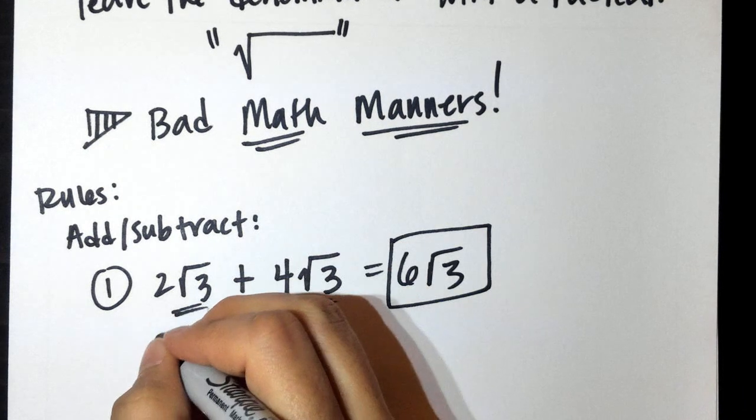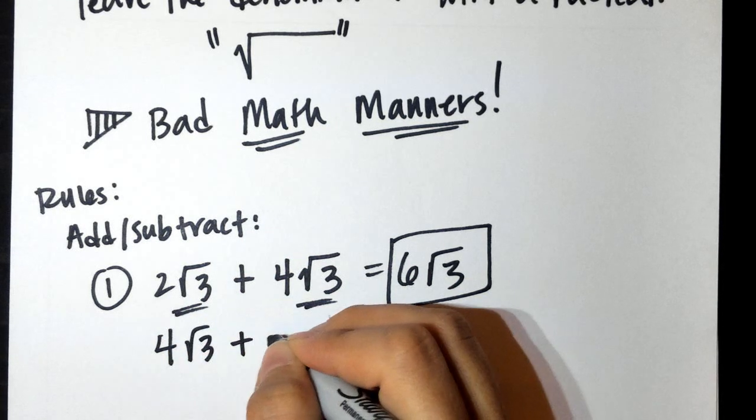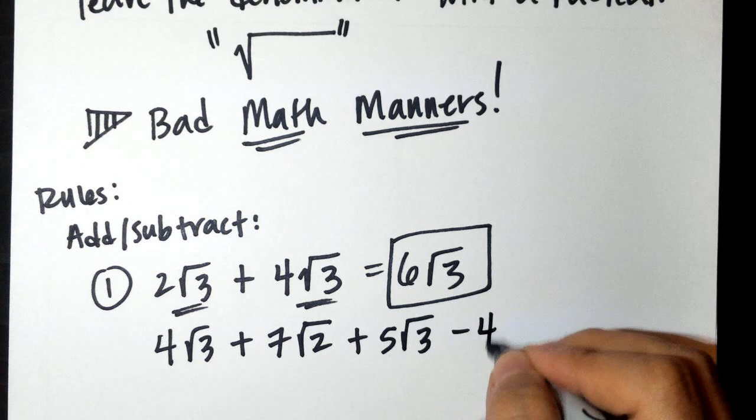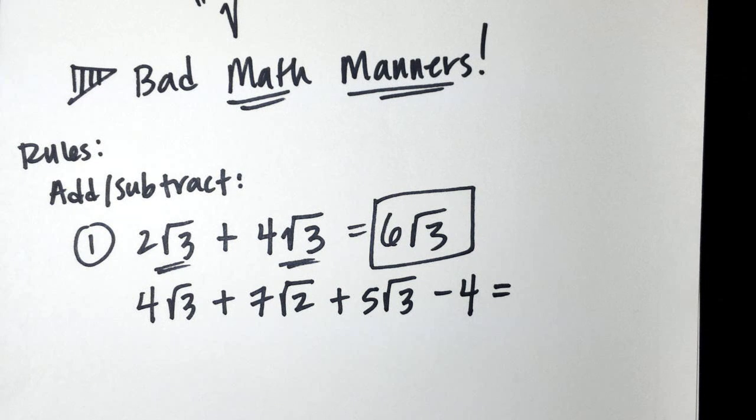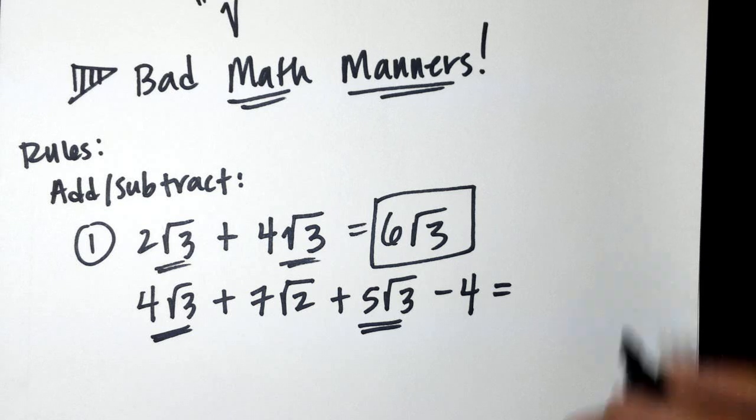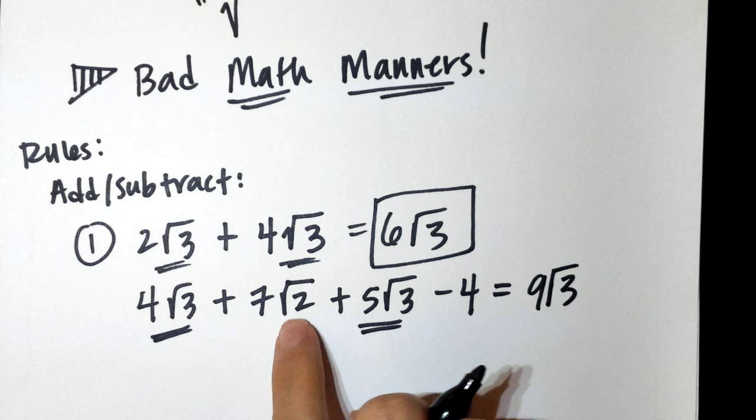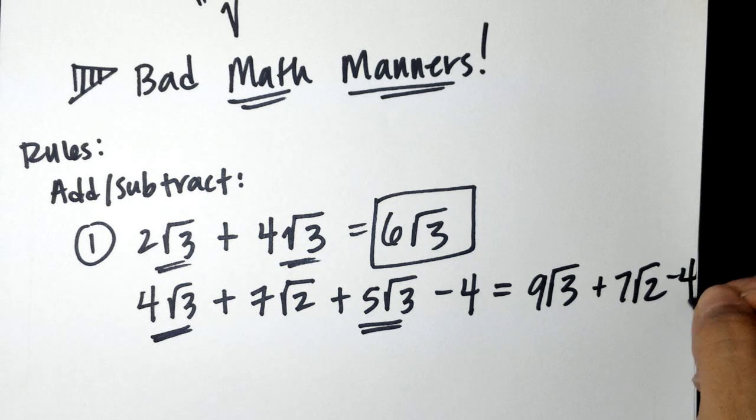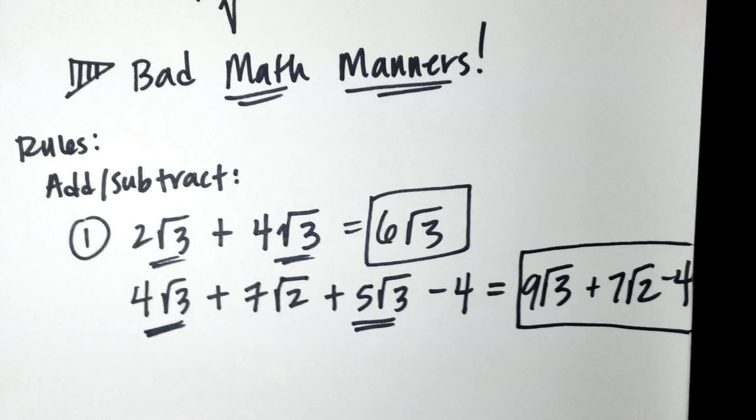So what if I had 4 square root of 3 plus 7 square root of 2 plus 5 square root of 3 minus 4. All right, go ahead and write that one down. For this one, the only common terms I have are the square root of 3's. So what is 4 square root of 3 plus 5 square root of 3? 9 square root of 3. So that's the only thing I can simplify. I cannot add 7 square root of 2. He's just chilling on the end. And then your minus 4 is also chilling on the end. That would be my final answer. I cannot simplify that.